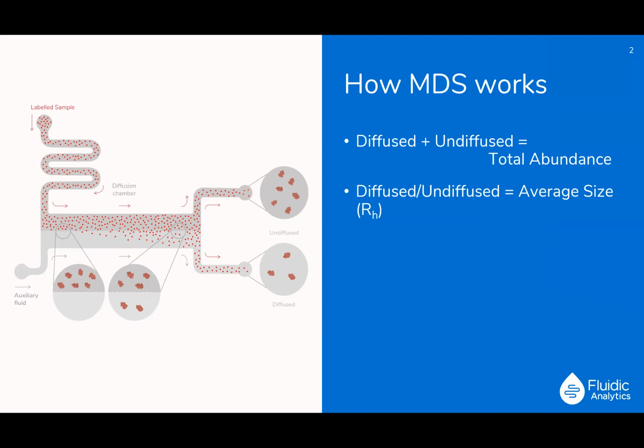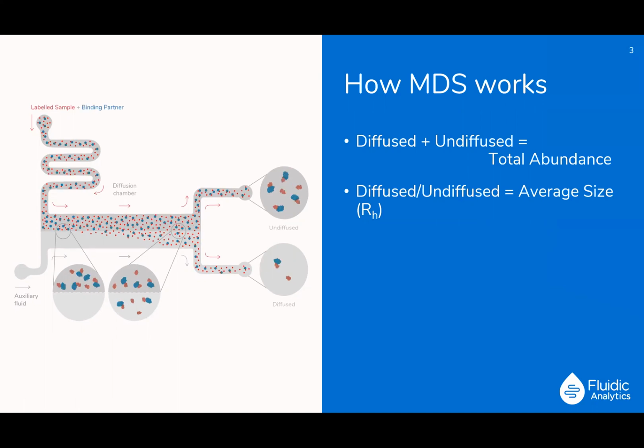So in order to measure interactions, you would repeat the same analysis, but pre-mix the labeled protein sample with a binding partner that's unlabeled. And by repeating the same analysis, we can see whether the diffusion is affected by binding. If there's a binding interaction, the protein diffusion will be slower, and you will end up with a larger hydrodynamic radius overall. So by measuring changes in protein size and their complexes, we're able to measure protein interactions and to determine their KDs of interaction.